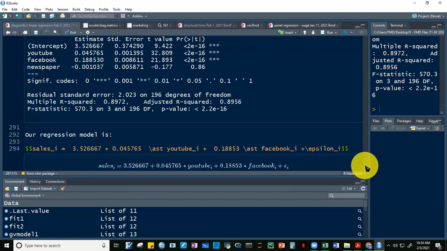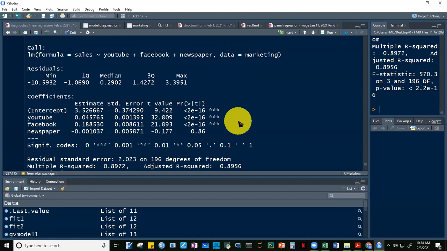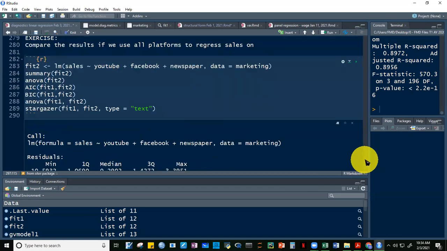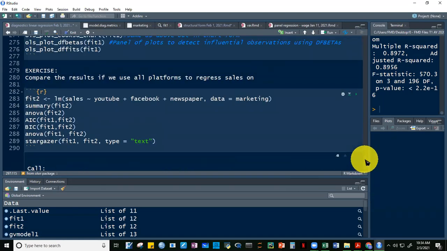Okay. Then, ganun din si Facebook, guys. For every $1 increase in Facebook, there's a corresponding 0.188 units increase in sales, ceteris paribus. So ito yung mga marginal impact ng mga explanatory variables natin on our dependent variable sales. Si newspaper, wala. Hindi siya significant. Alright? Any questions, guys? Any questions so far? No. Okay. So, thank you.